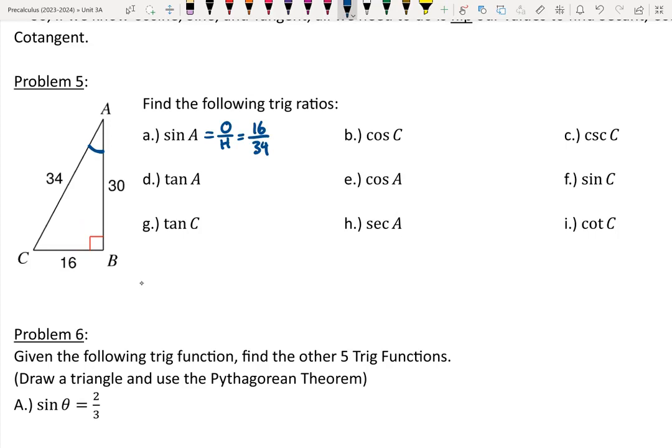Now that I have sine of A, I can know its reciprocal, cosecant. So let's see if they ask me to do cosecant of A. Here's a cosecant, but that's cosecant of C, so I'm not going to do that one yet. I don't see cosecant of A, but cosecant of A would be 34 over 16. Let's go ahead and do this one here. I'm going to use a different color for angle C. So this one is cosine of C. So that's from here, so that would be adjacent over hypotenuse. Adjacent would be 16, so 16 over 34.